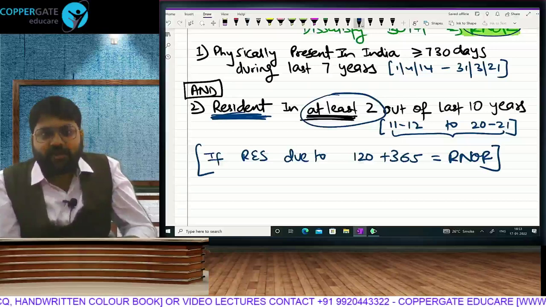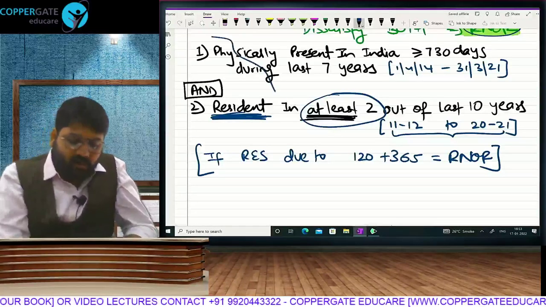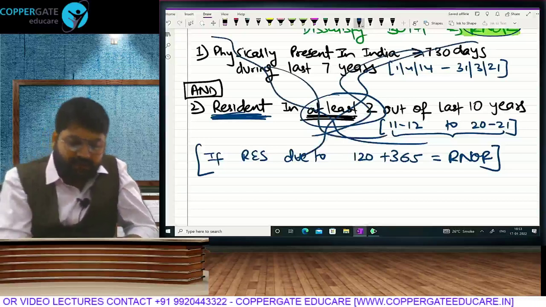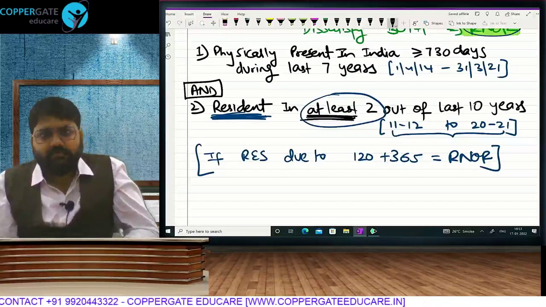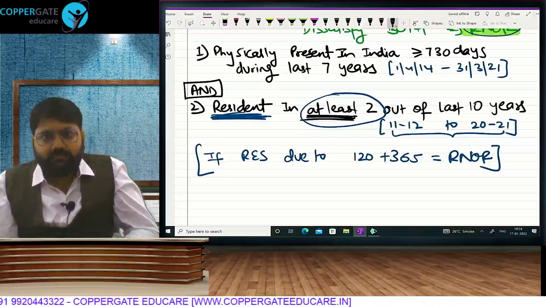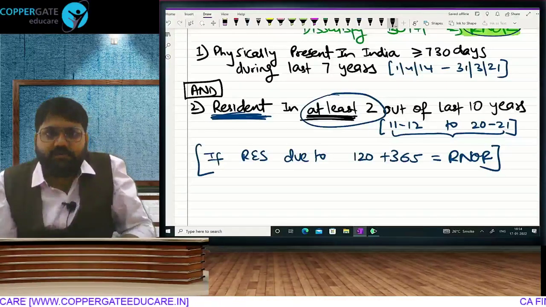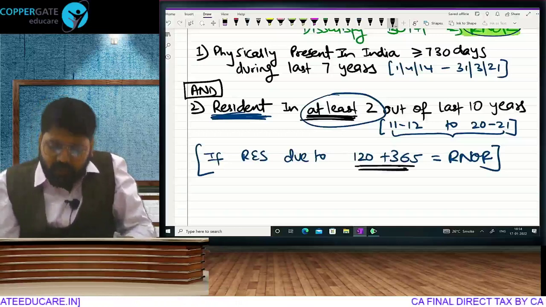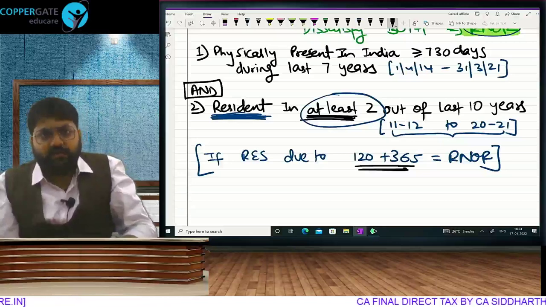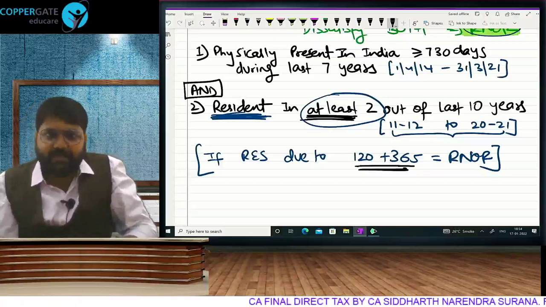That person will be compulsorily treated as RNOR. Anybody who is becoming resident because of 120/365, you don't need to check these two conditions. These two conditions are not applicable. That person will be compulsorily treated as RNOR. No, not necessary. If you spend 182 days, then you become ROR also. Possible, no? So, this is only for those who are in the 120/365 condition. Okay. If you have become resident due to 120/365, then you will always be RNOR, the additional conditions not applicable.